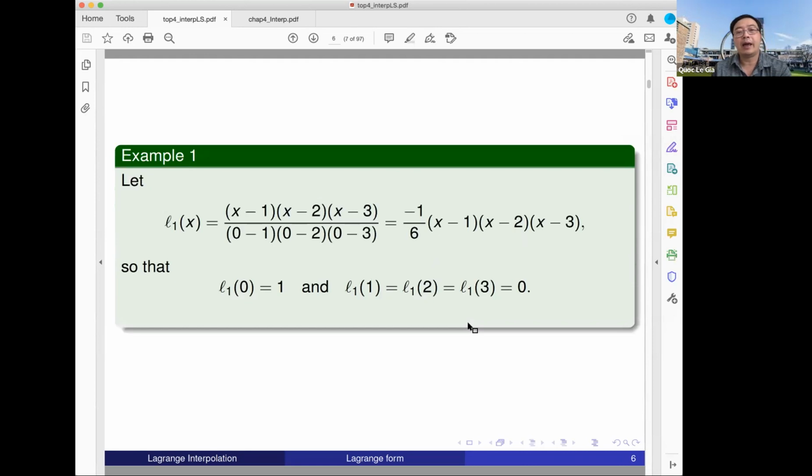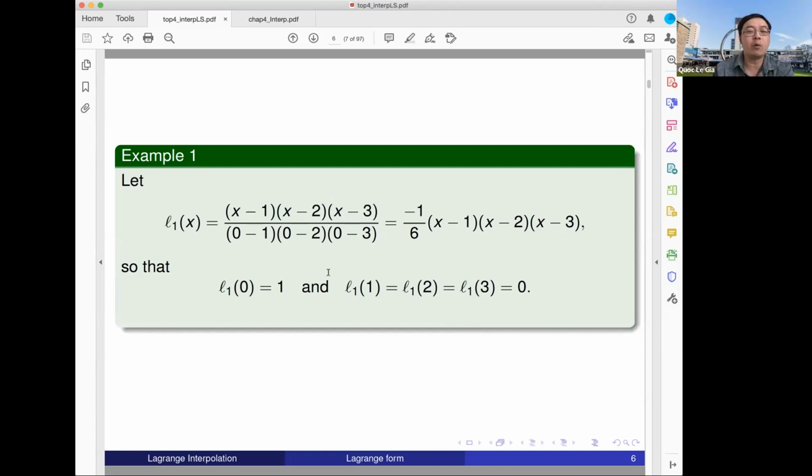But Lagrange, he's a French guy. He said, okay, I can do better than that. I don't need to solve any equation. I don't need to solve any linear equations. So how did he do that? Okay, so now look at what he did.